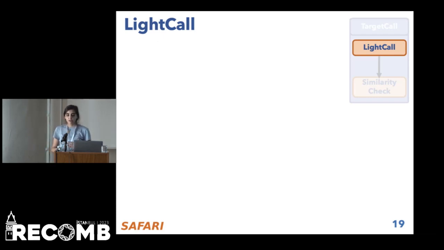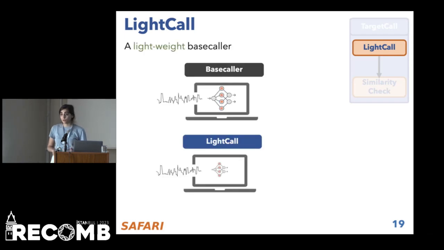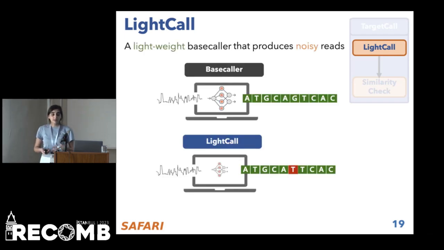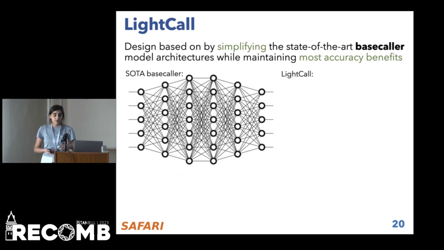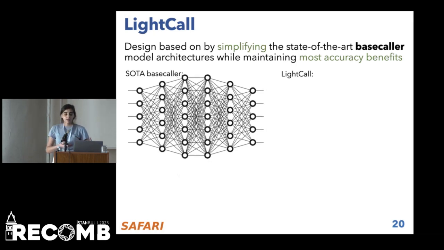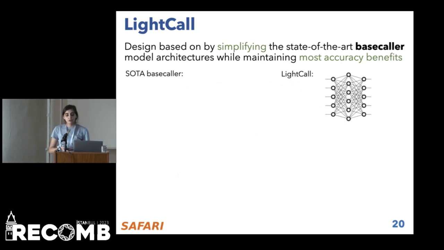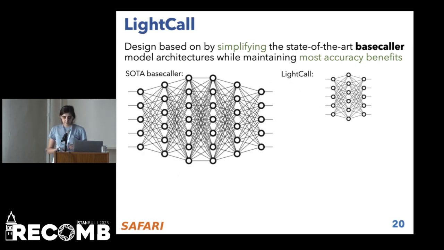Now let's check the different components of TargetCall. Our first component is LightCall. It's a lightweight basecaller with a simpler neural network model that performs noisy basecalling. So the reads are noisy compared to the reads basecalled by the state-of-the-art basecallers, but they are still highly accurate. And we design LightCall by simplifying the state-of-the-art basecaller model architectures.